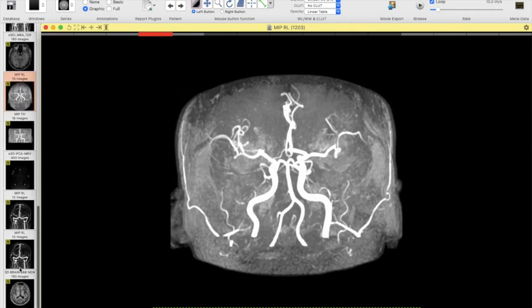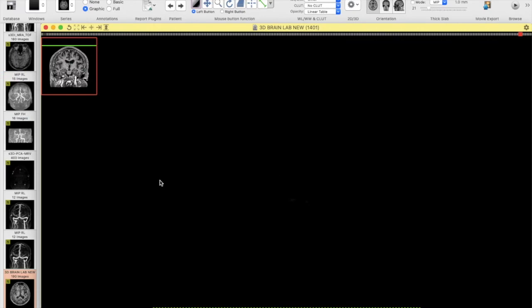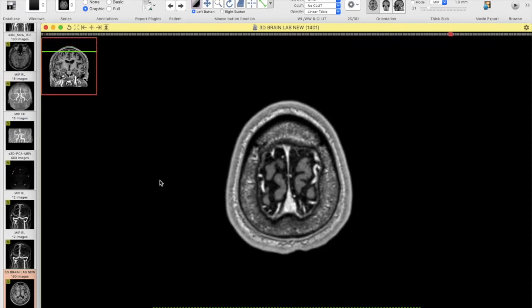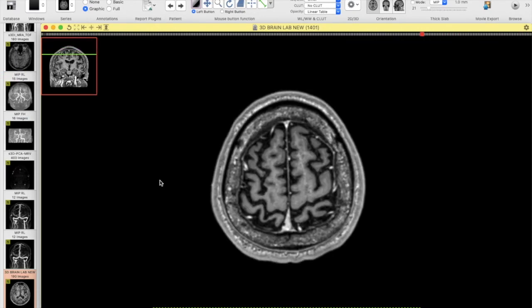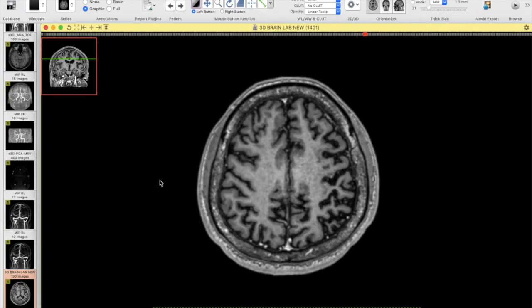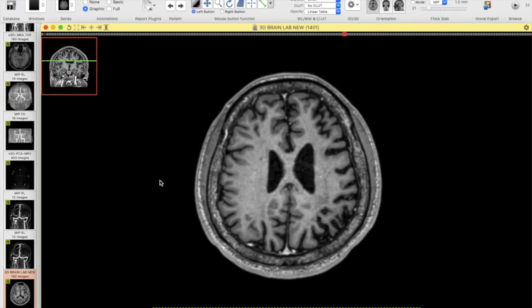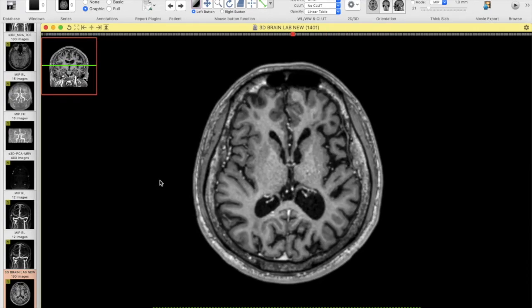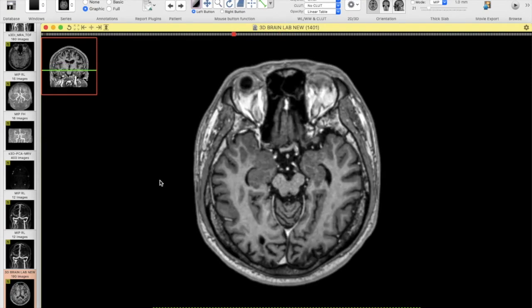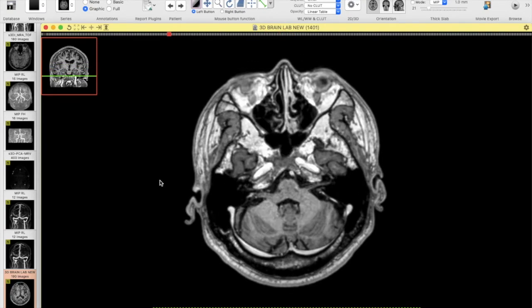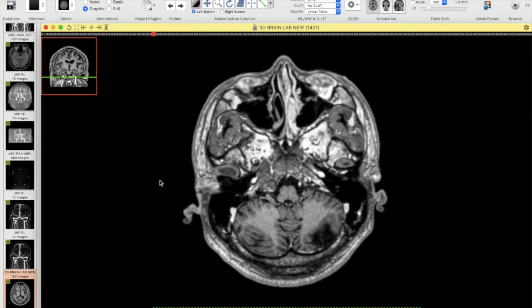And as for the 3D brain post-contrast, there's no abnormal focal area of enhancement over the area of hyperintensity that we mentioned just now. There's no leptomeningeal enhancement, and the dural venous sinuses are all well opacified with no filling defect within.